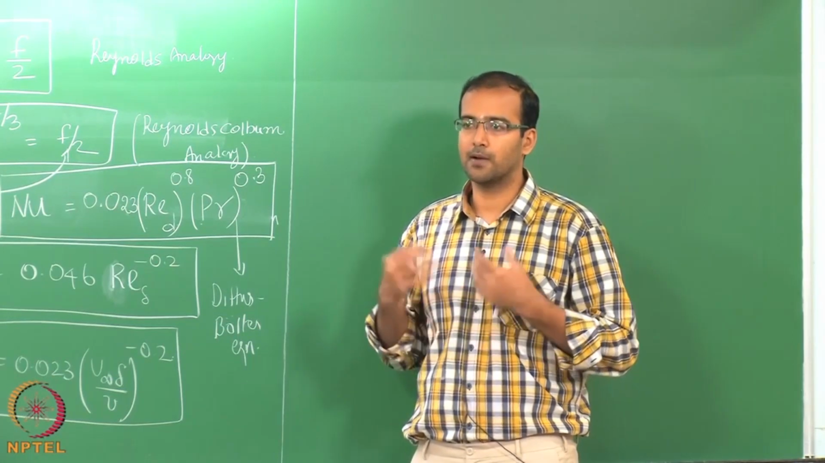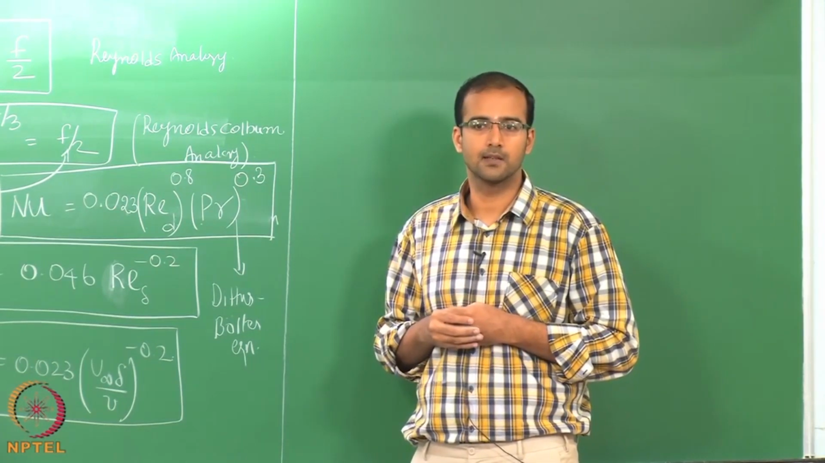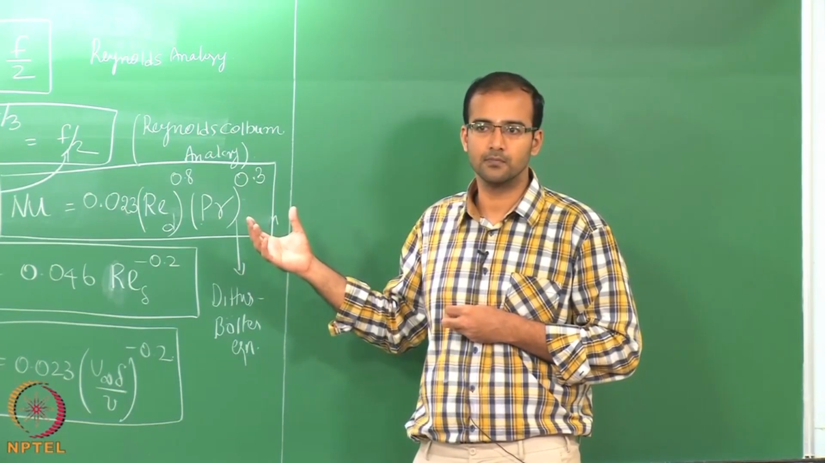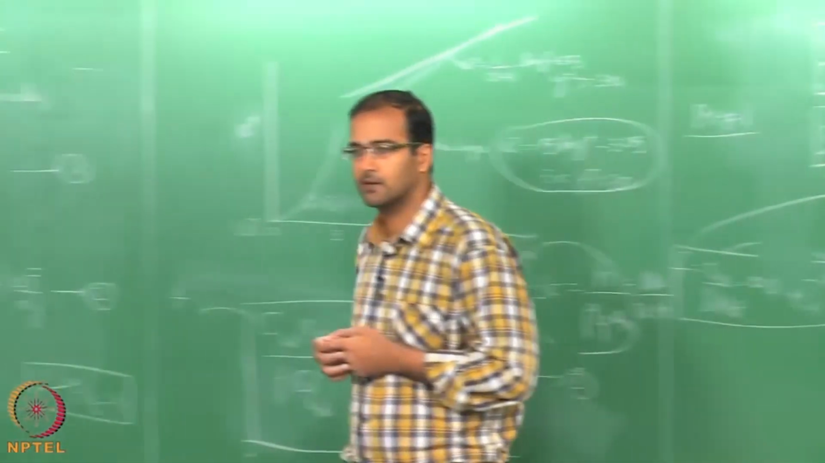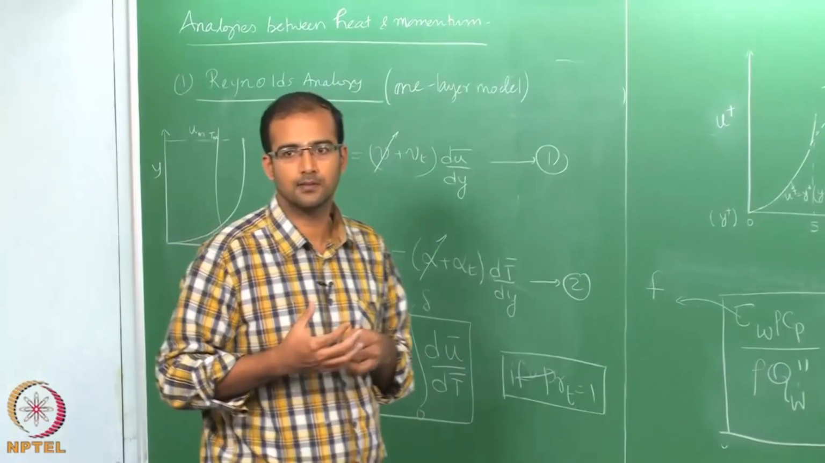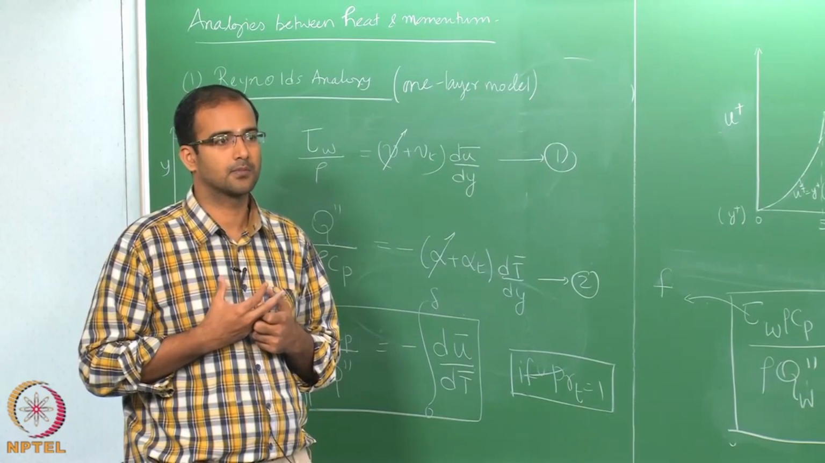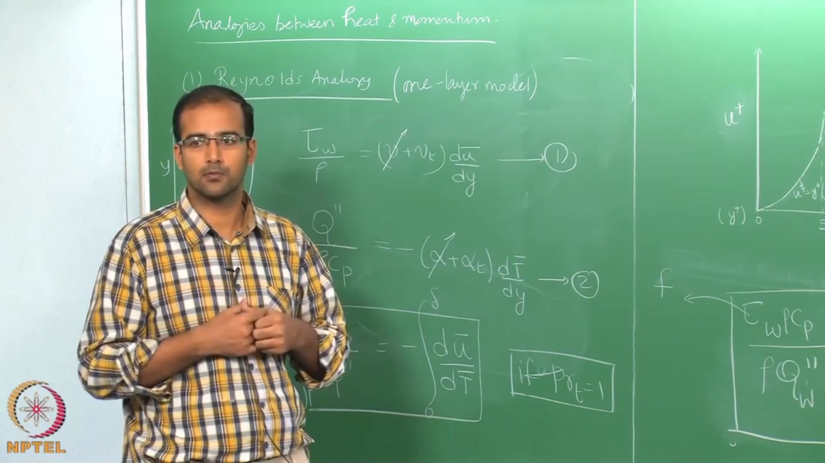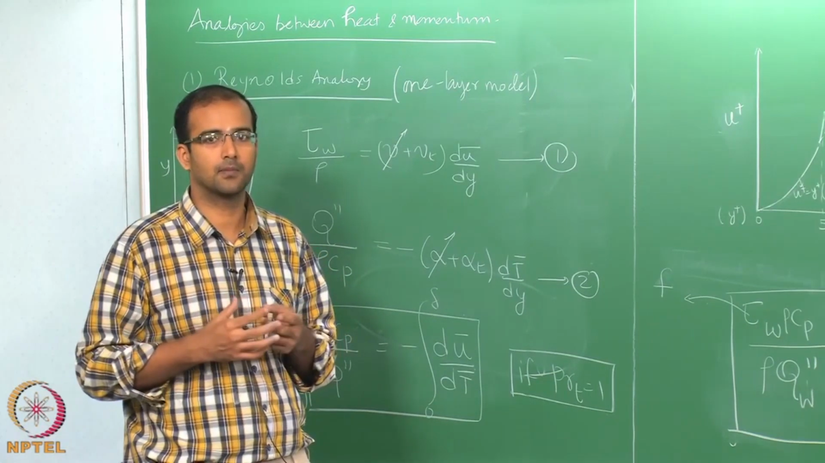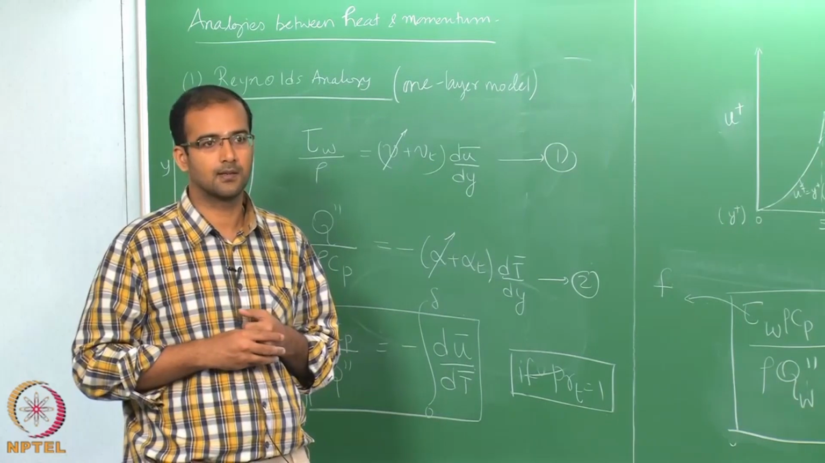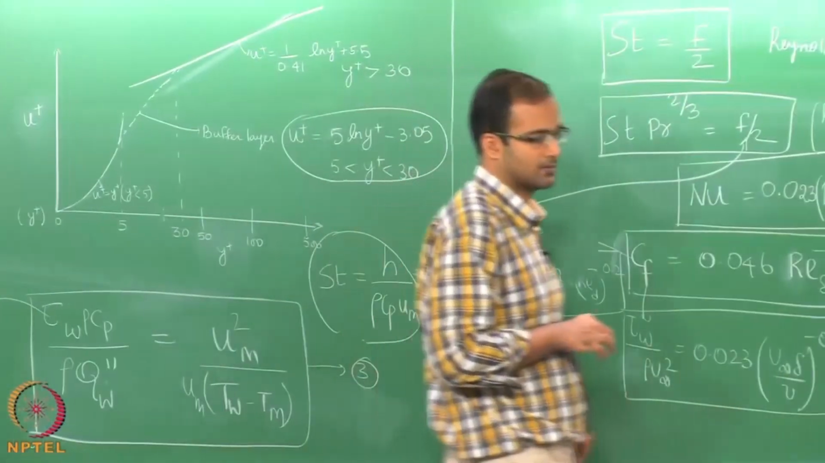If you go for complex flows where you have flow separation or very strong pressure gradients, then these analogies will not work. In that case you have to solve the RANS equations and again model the turbulent viscosity, whether you use a one-equation model or a two-equation model. Depending on the level of complexity and the computational time, you can solve them more rigorously. But for simple boundary layer kind of problems, these analogies are the most commonly used.